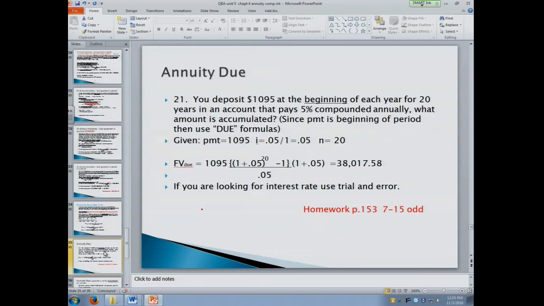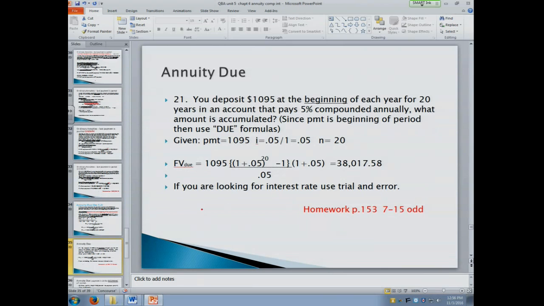Let's find the future value of a deposit of $1,095 at the beginning of each year for 20 years at 5% compounded annually. What is accumulated? Since the payment is at the beginning of the period, you have to go to your annuities due formula. So write your givens. You're looking for your future value, substitute it in, and you will have $38,175.80. Now, just like deferred annuities, if you're looking for interest rate, you have to use trial and error.